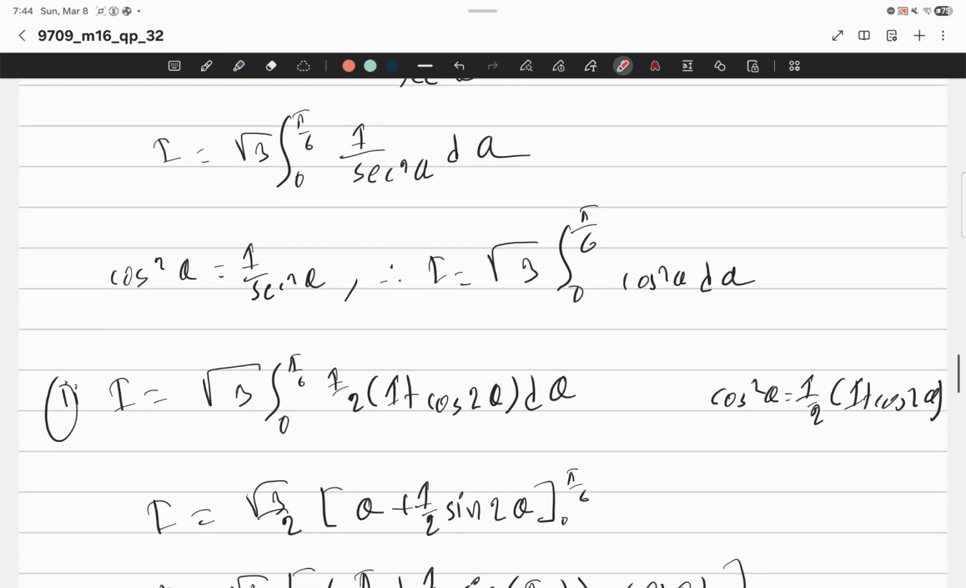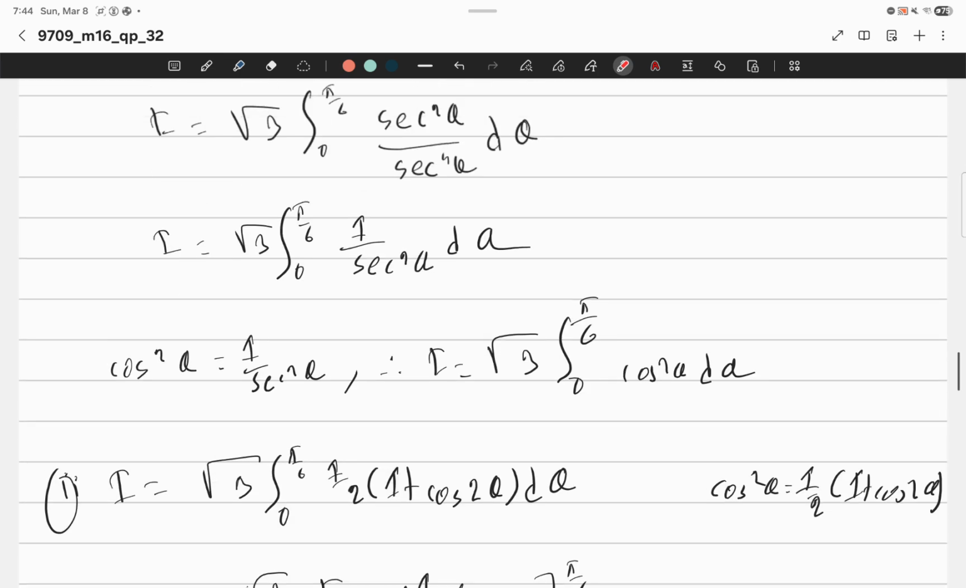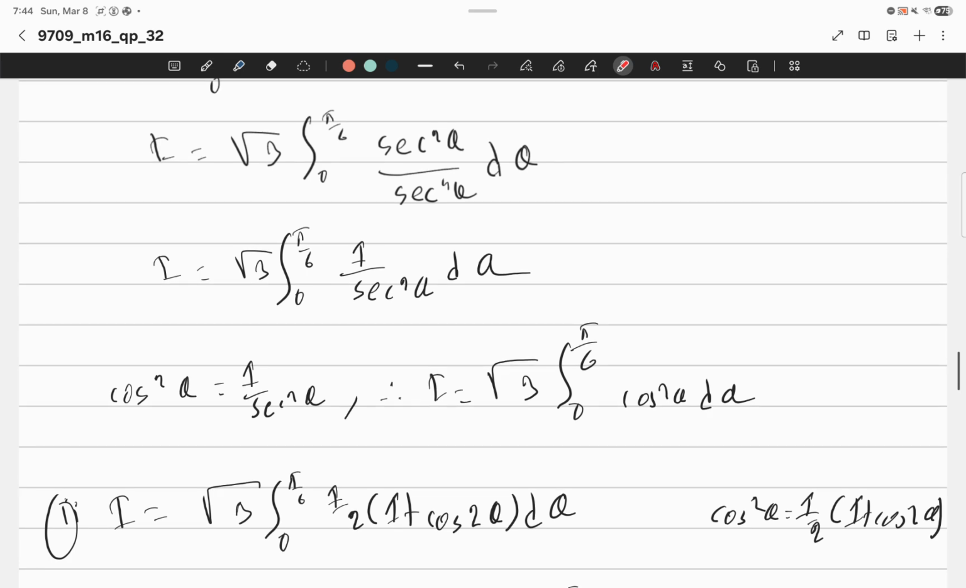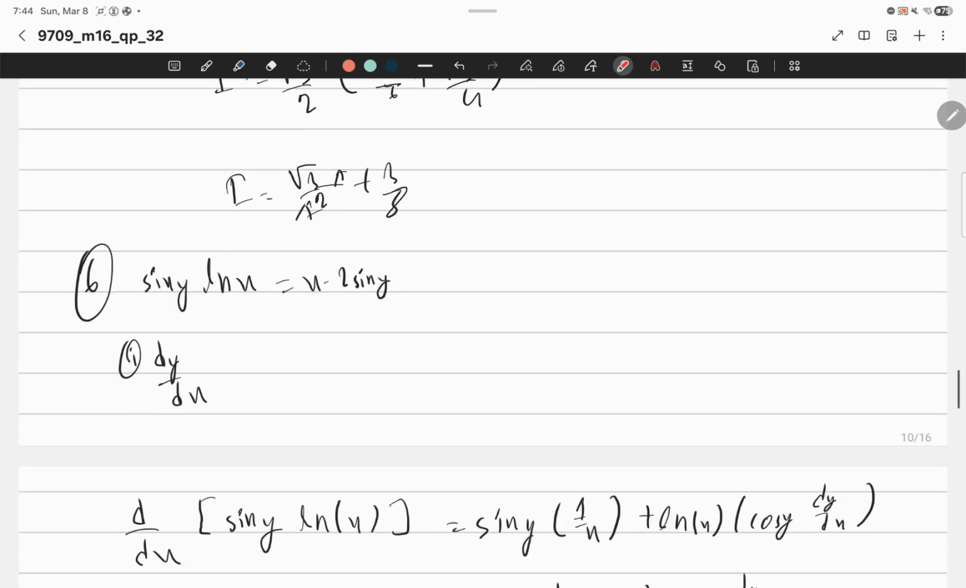So number 2 is find the exact value of I. We do some more integrations. We write the equation, we put the limits, and we get I. Number 6 is find dy dx.